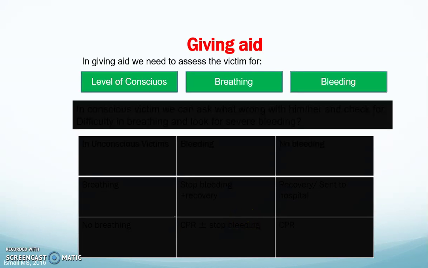Okay, now for a victim who is conscious, where you don't need to do any CPR, we need to assess the victim in terms of his level of consciousness, the adequacy of his breathing, and if there's any bleeding, if you remember this diagram.